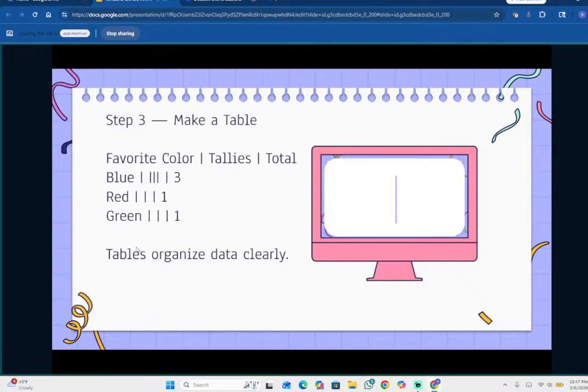Step 3 is to make a table. So favorite color, and then a column for all of the colors, the tallies, so we can record the data, and then the total at the very end to count up all of the tallies you've made. A table like this organizes data clearly for you to see.